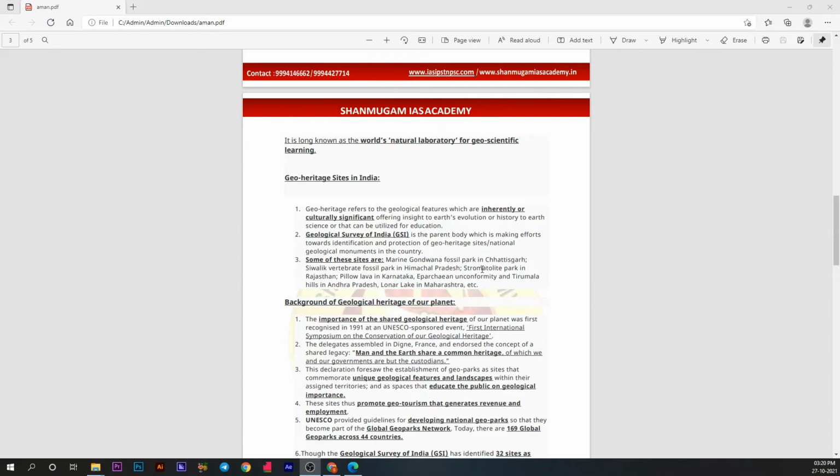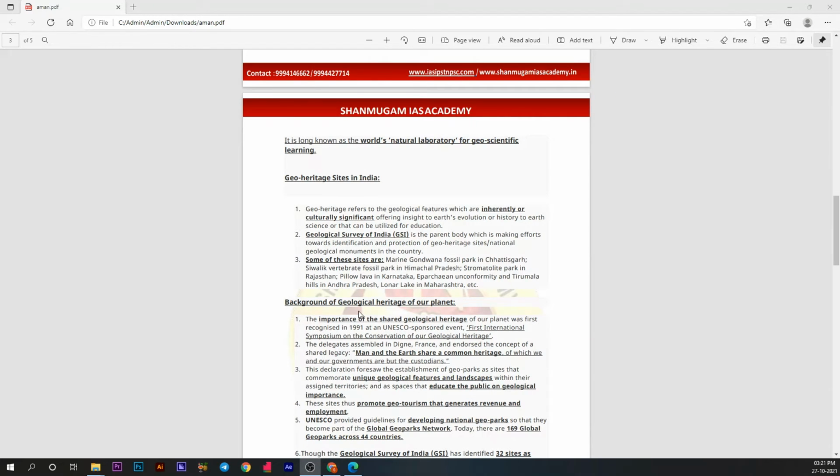So this is the Stromatolite Park in Rajasthan, and we have other sites: the Tirumala hills in Tirupati, and Lonar Lake in Maharashtra. These are some of the sites. We have more than 30 geological heritage sites in India. I am talking about the sites, not about the parks. I will come and we will learn more about the further things.